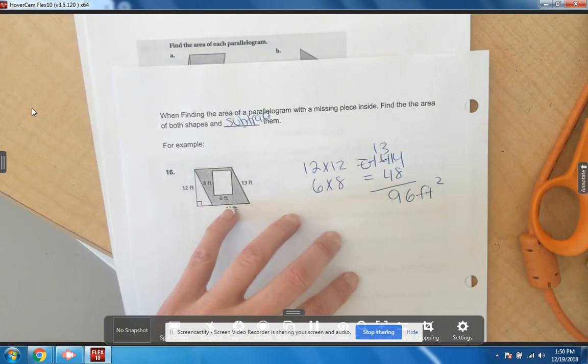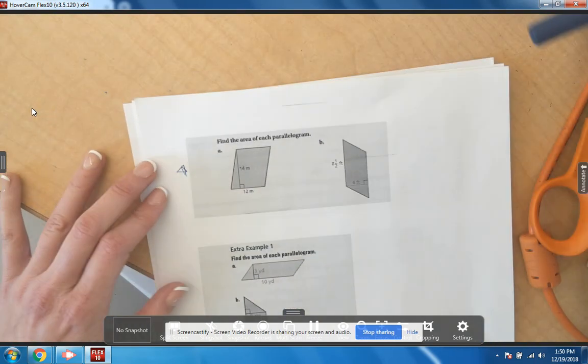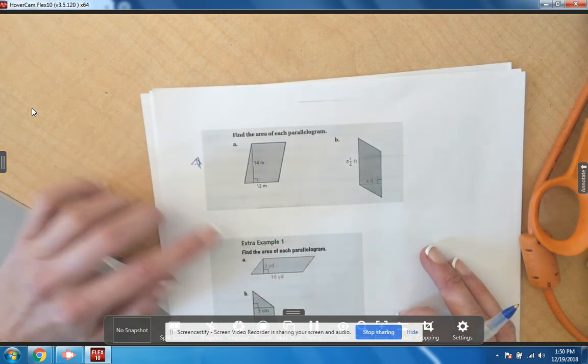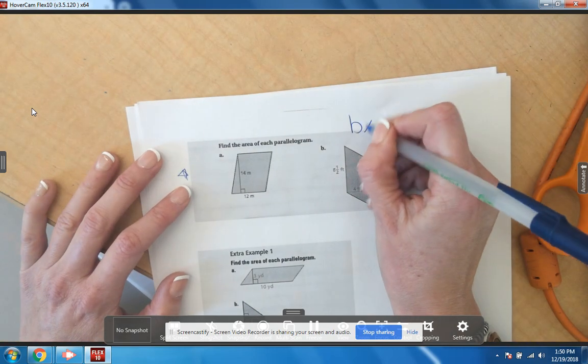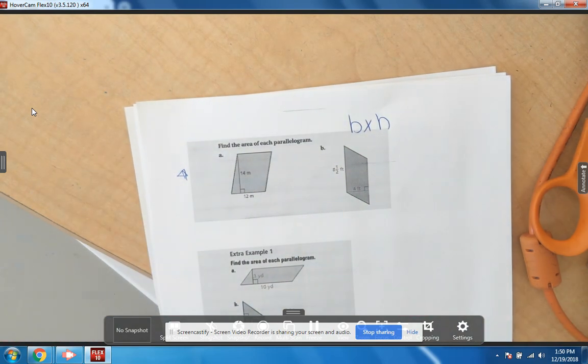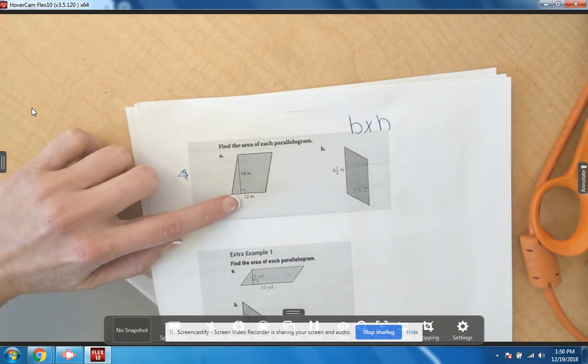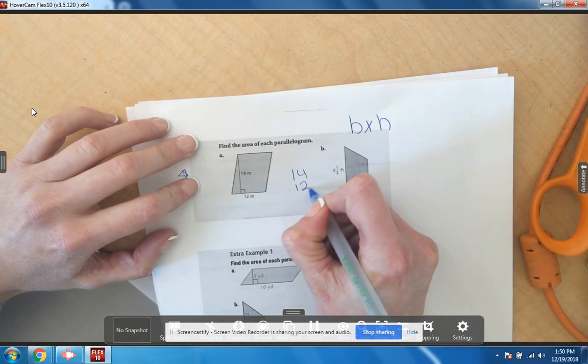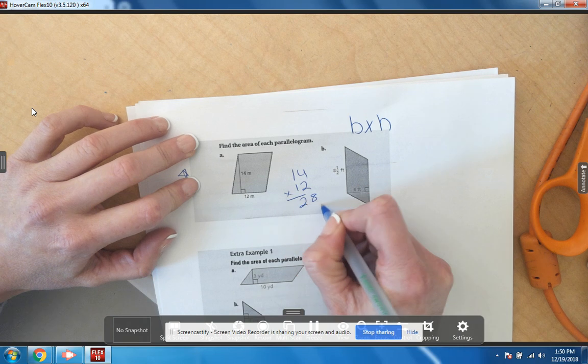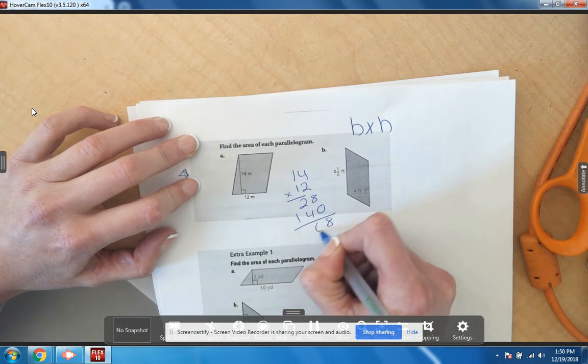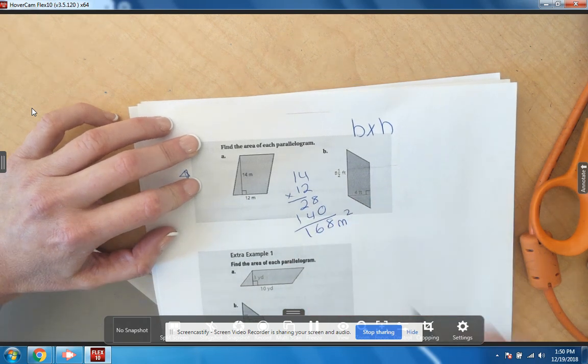We're going to try some practice problems. You can do the practice problems on the bottom. So I'm going to do 2 more practice ones, and I'm going to give you 2 to try. Again, the formula is base times height. The base and the height have to make that 90-degree angle. So this would be 14 times 12, base times height. So 8, 2, start with a 0, 4, 1, add my 2 rows, meters squared.